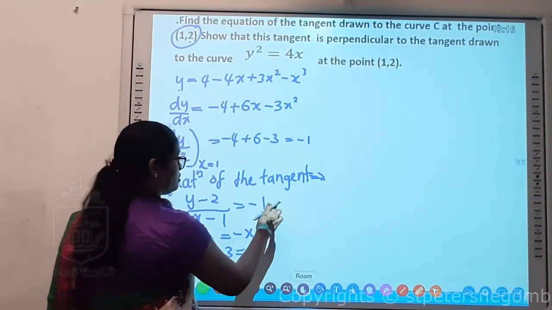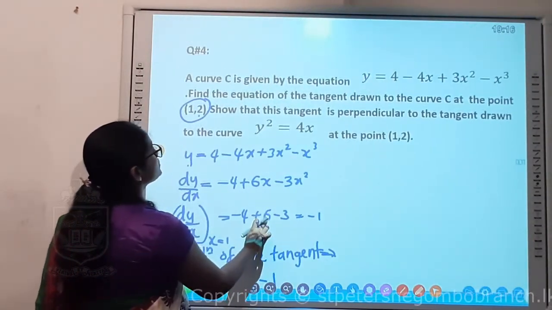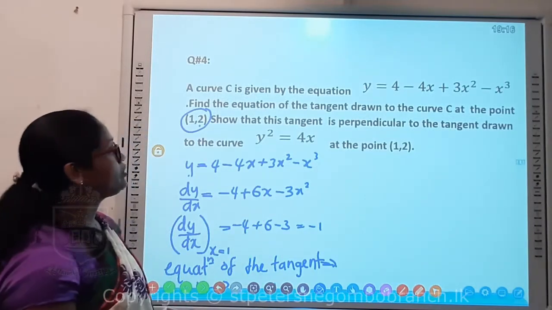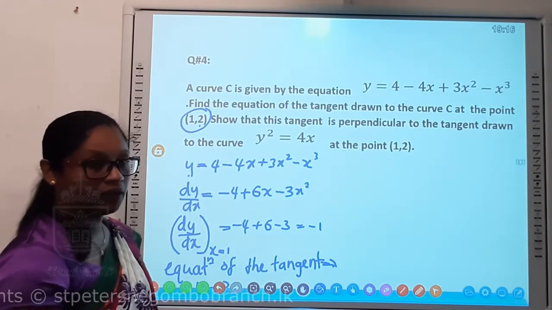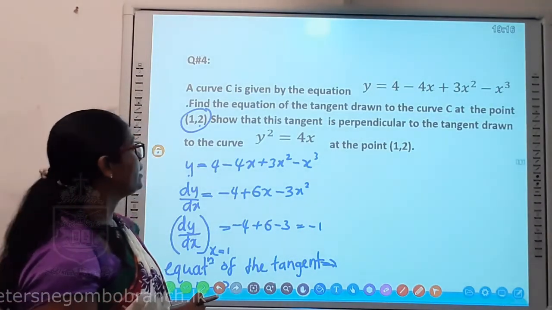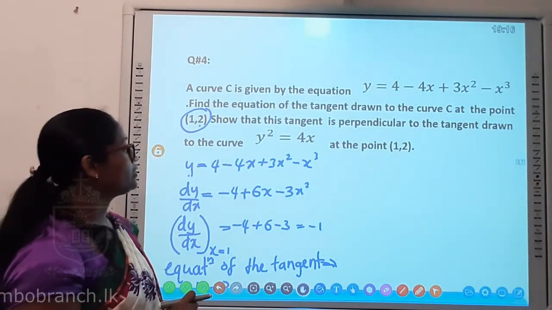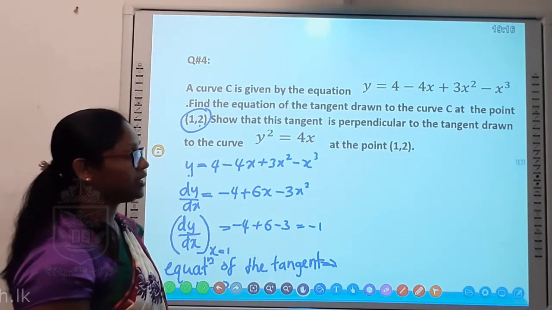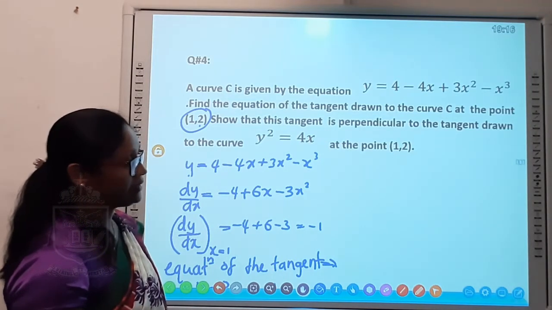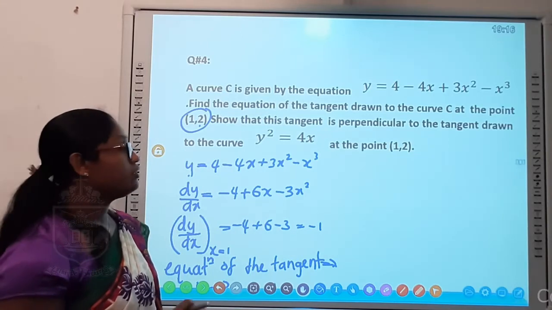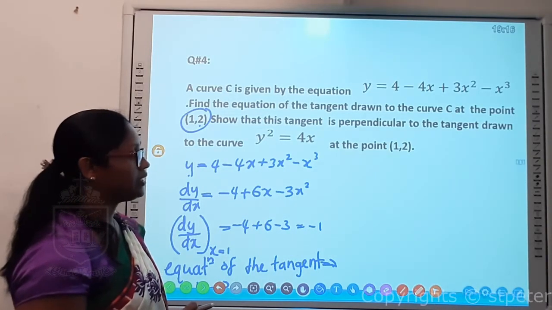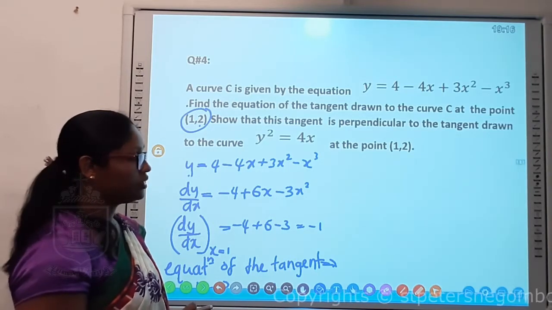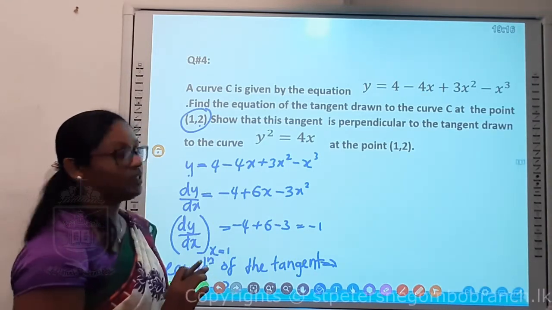Now we will go back to the question. The first question is, find the equation of the tangent drawn to the curve C at the point 1, 2. Already we found that. And the next question is, show that this tangent is perpendicular to the tangent drawn to the curve y squared equals 4x at the point, the same point 1, 2. So the second part is a new question.